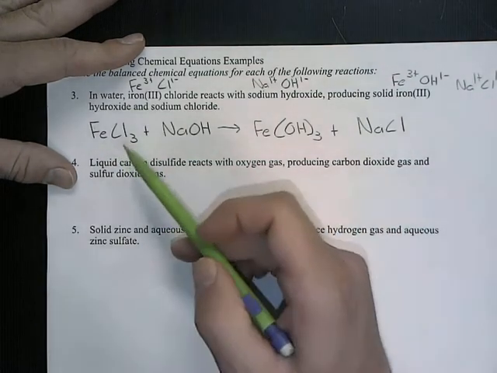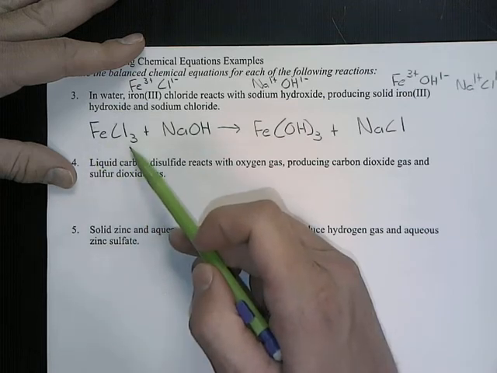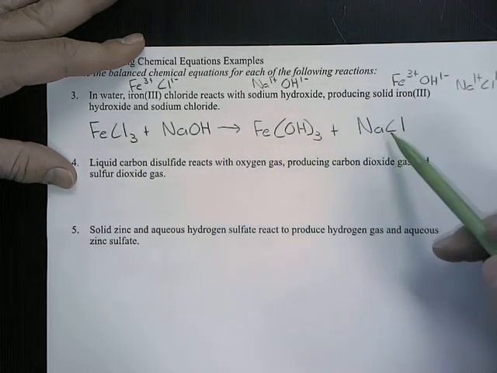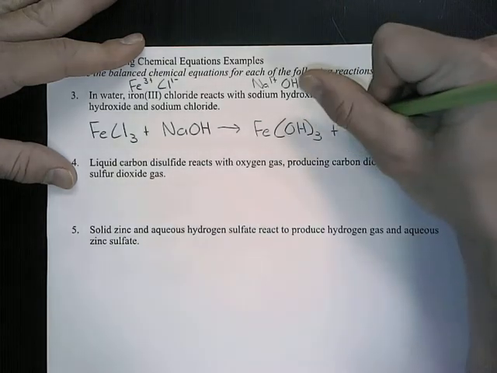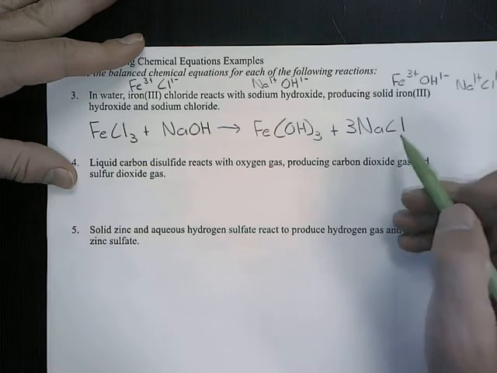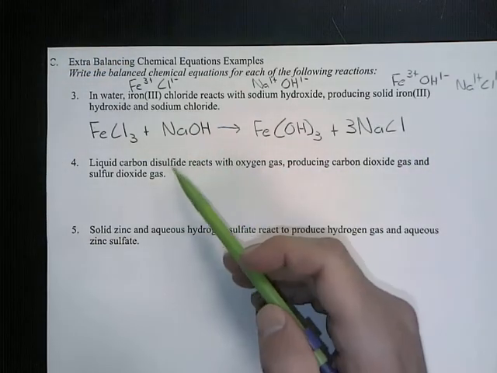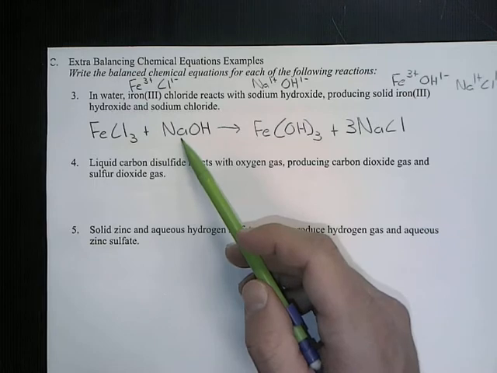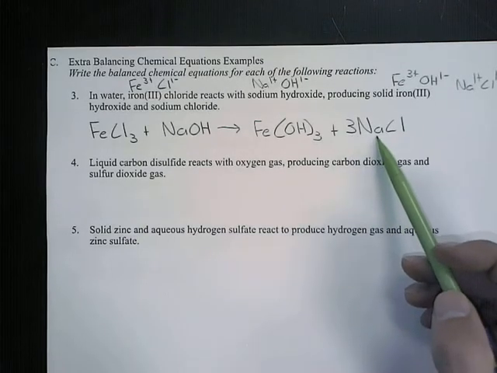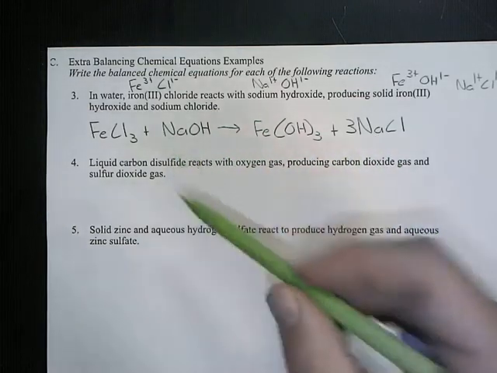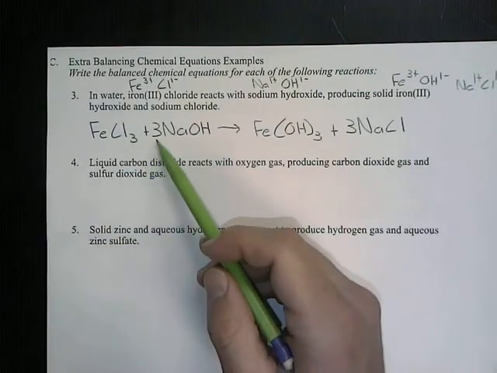And we'll move on to our Cl's. Right here we have 1 times 3, which is 3. Over here we have 1 times 1, which is 1. So we need to put a 3 coefficient to produce this Cl as a 3. Now we move on to our Na's. Na, we have 1 over here on the left. On the right, we have 3 times 1, so 3. So we need to make this side a 3 by putting a 3 coefficient out in front.